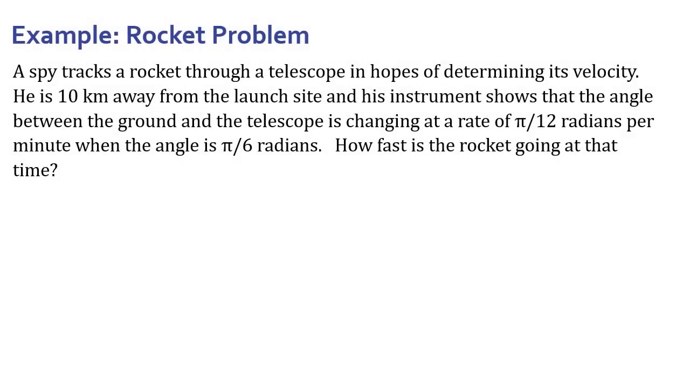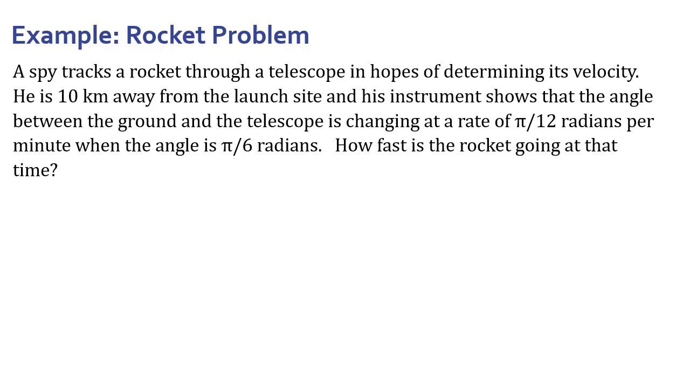A spy tracks a rocket through a telescope in hopes of determining its velocity. He is 10 kilometers away from the launch site, and his instrument shows that the angle between the ground and the telescope is changing at a rate of pi/12 radians per minute when the angle is pi/6 radians. How fast is the rocket going at that time?